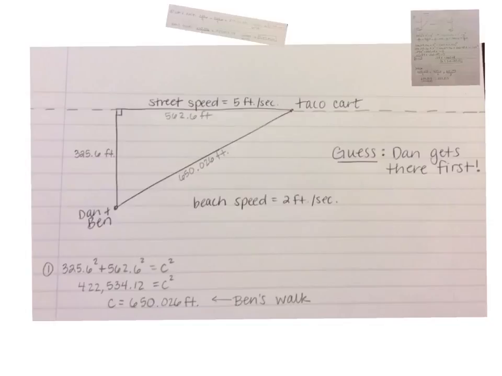Ben says he's going to walk along the beach at a speed of 2 feet per second to get to the taco cart, and Dan said he's going to go straight up to the street and then walk across because he can walk faster on the street at a speed of 5 feet per second.